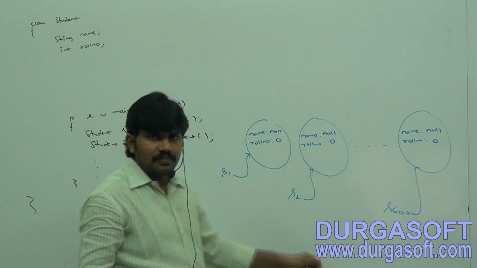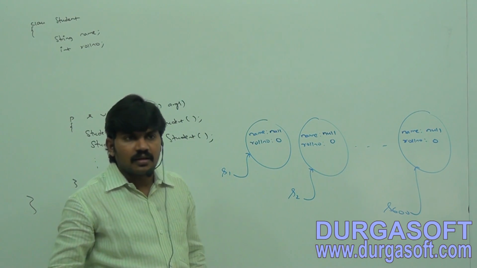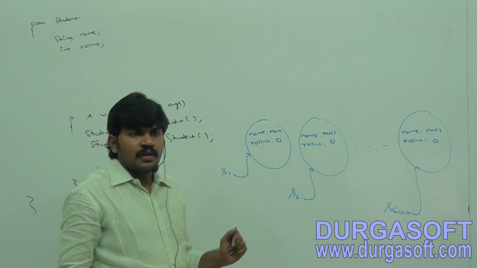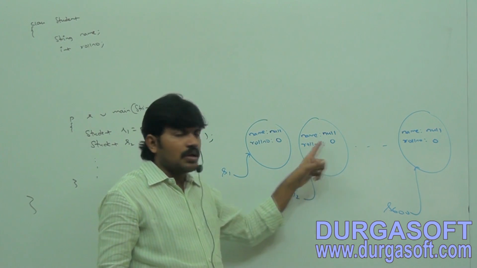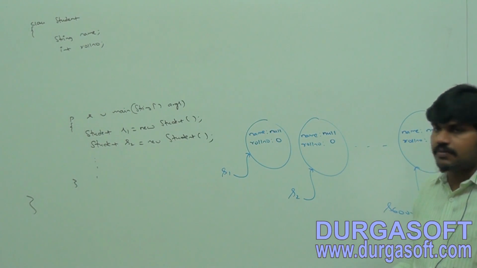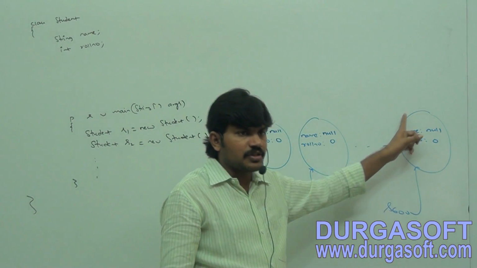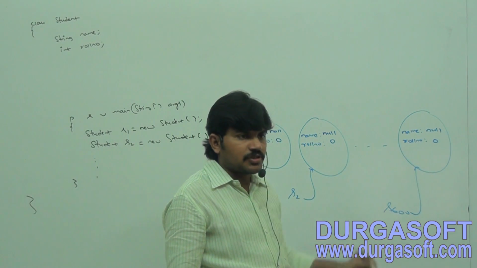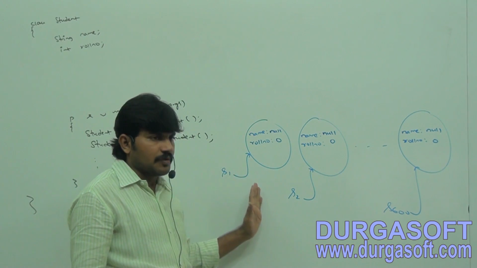Now I approach the first student: what is your name? Immediately this student is going to tell, my name is null, my roll number is 0. I asked the second student, my name is null, roll number is 0. I asked the last student, what is your name? Null. What is your roll number? 0.